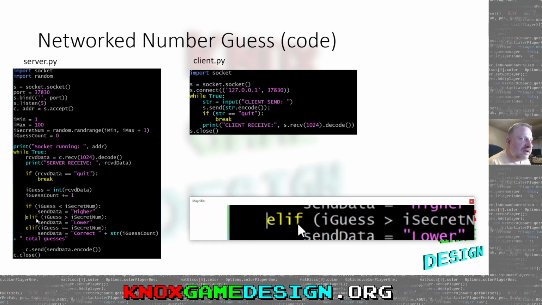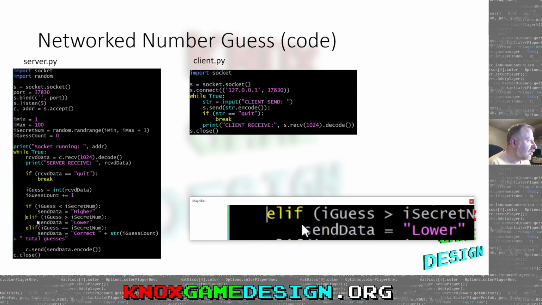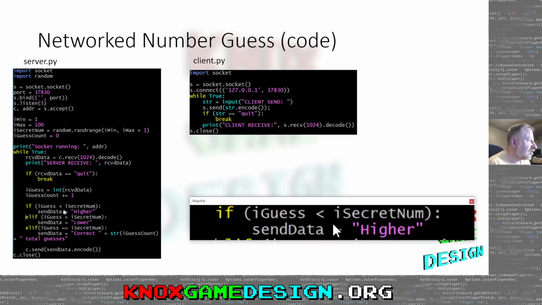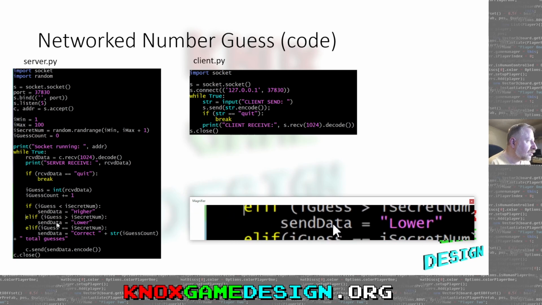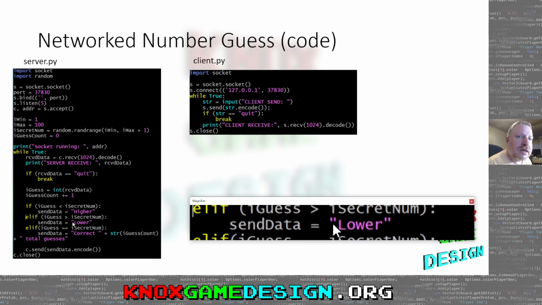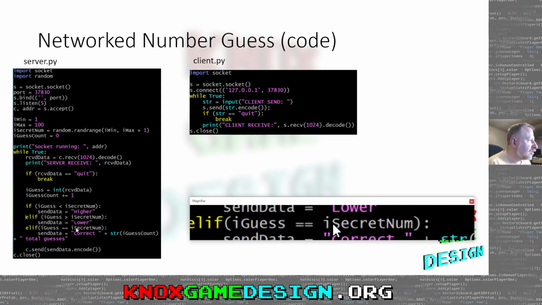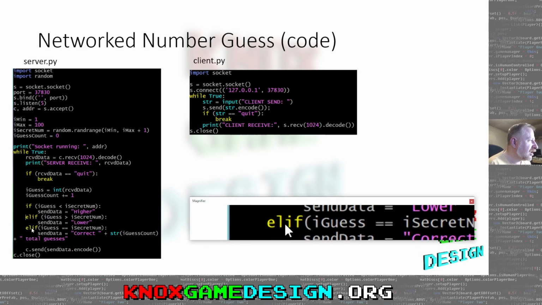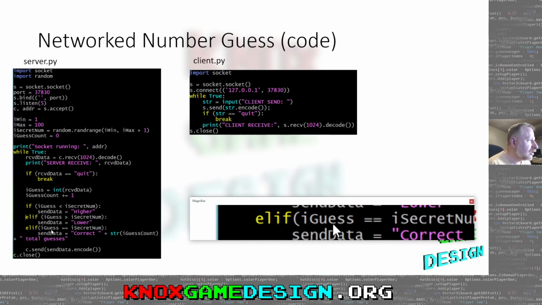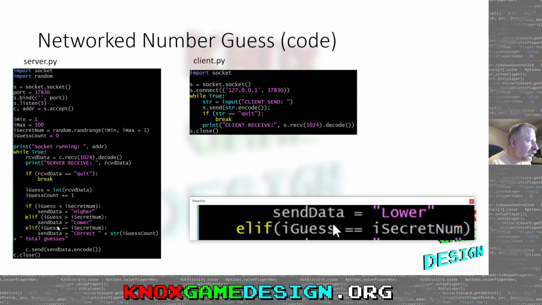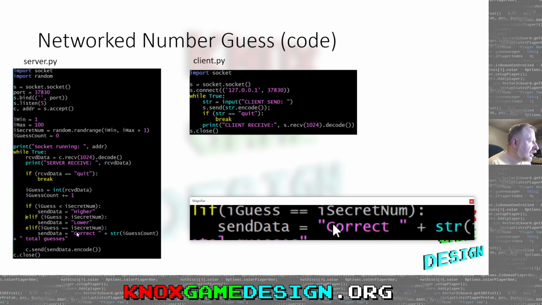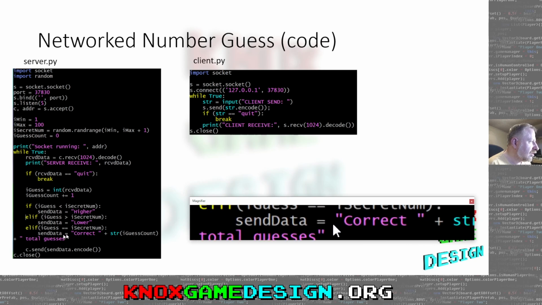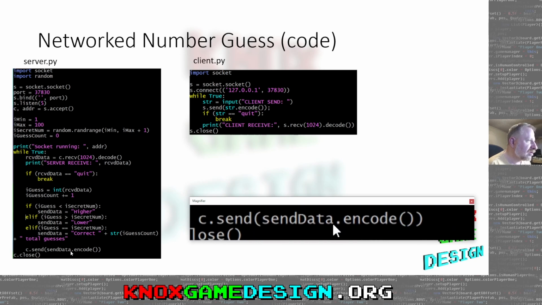So here's our same if statement, if, else if. If guess is less than secret number, the data we're going to send back is higher. If the guess is greater than secret number, we're going to send back lower. If the guess number equals the secret number, you could just do an else right here because that's the only other thing it could be. But just for readability, if the guess number equals the secret number, we're going to send back correct, the number of guess count, total guesses, back to the client.